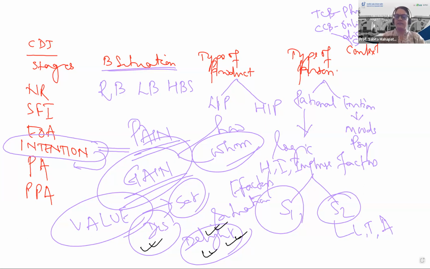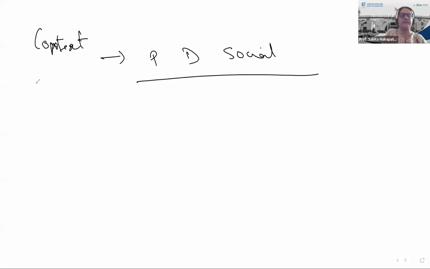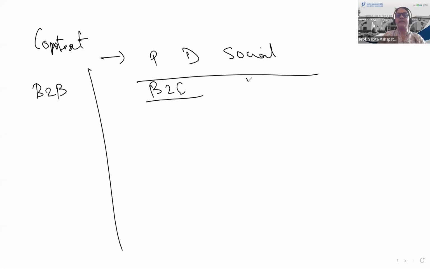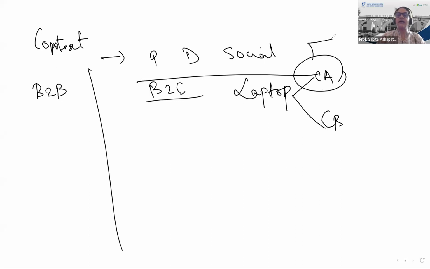In today's class, we will also figure out the context, as I said, whether it is physical, digital, or social. Besides this, we also need to know whether it is B2B or B2C. So let us say I am selling a laptop to customer A vis-a-vis customer B. Customer A is a person who is buying a laptop for personal use.